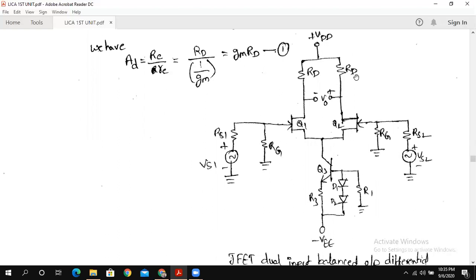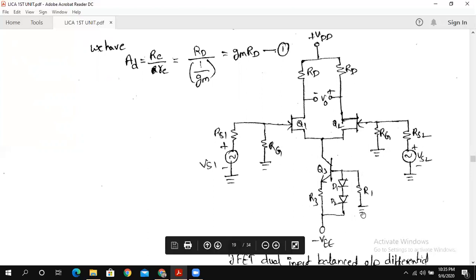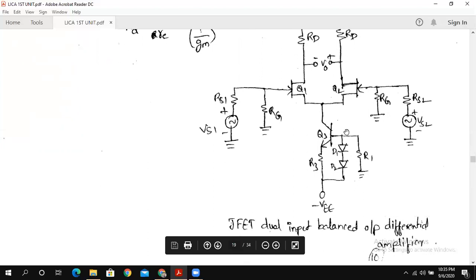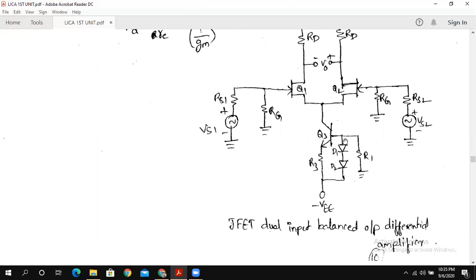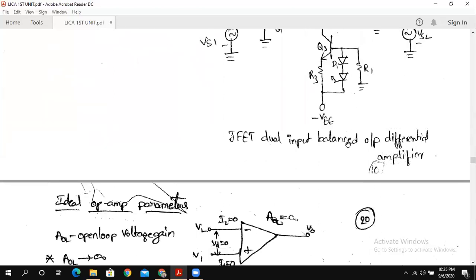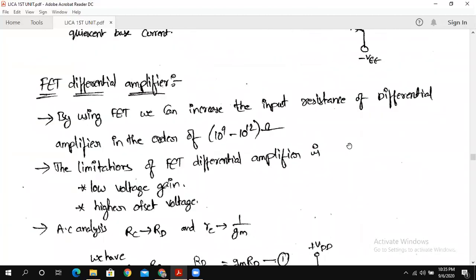RC is replaced with the drain resistor RD, and here we have the input resistance RS1 and the gate resistance RG. Here you can also see RS2 and RE. VS1 and VS2 are the supply voltages, and in place of the source resistor, we use a constant current source using diodes, as we discussed in our last classes. Here we use this circuit for providing the constant current source. So this is about the FET differential amplifier.